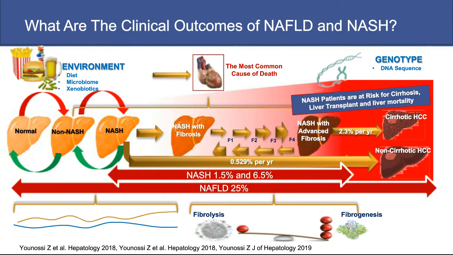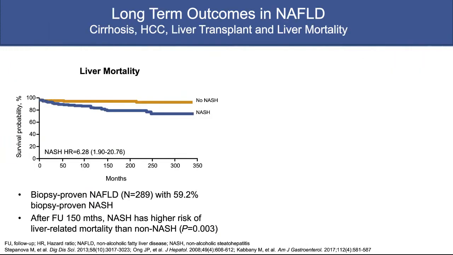Let's look at long-term outcome of patients with NAFLD. This is a study looking at liver-related mortality of patients with biopsy-proven NAFLD. About 59% of these patients had biopsy-proven NASH. With about 12 years of follow-up, you can see that patients that had NASH had higher mortality or lower survival. And in fact, in a multivariate analysis, NASH was independently associated with higher liver-related mortality.